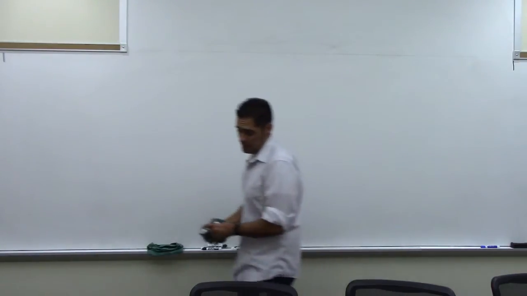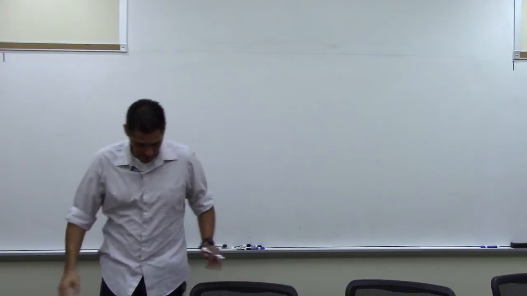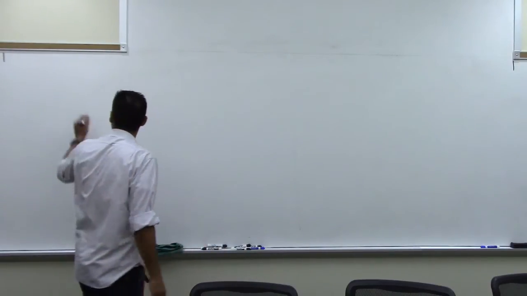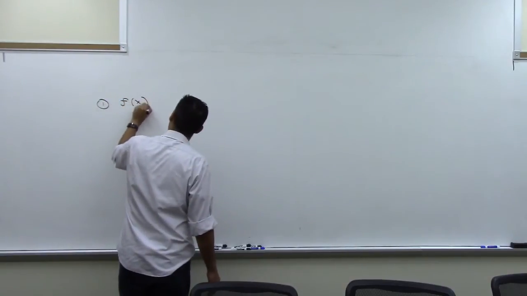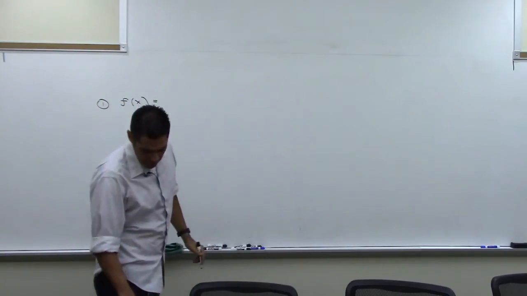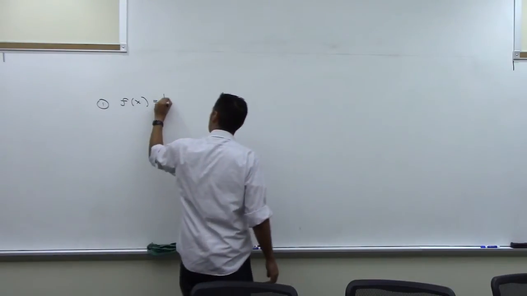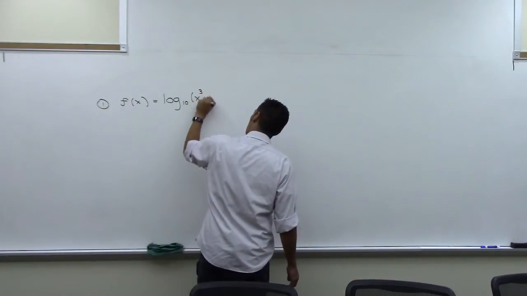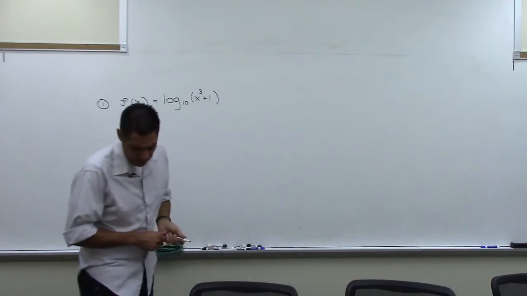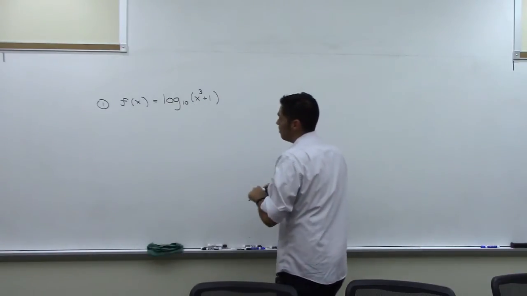There are a lot of problems in this section, so I think I won't do every single one of them. First one, though, I'll do. f of x equals log base 10 of x cubed plus 1. And we're asked to differentiate the function. So I'm just going to find the derivative of this function with respect to x.